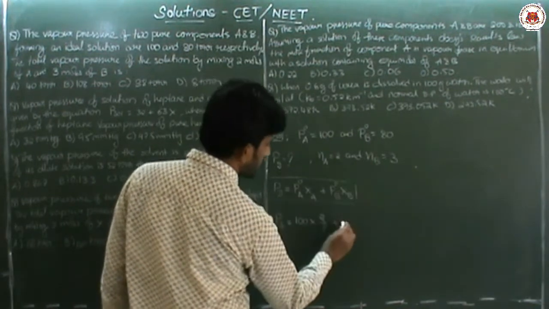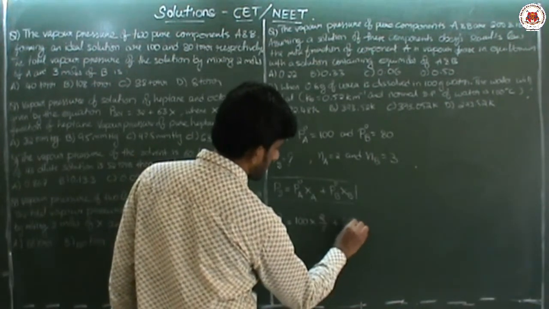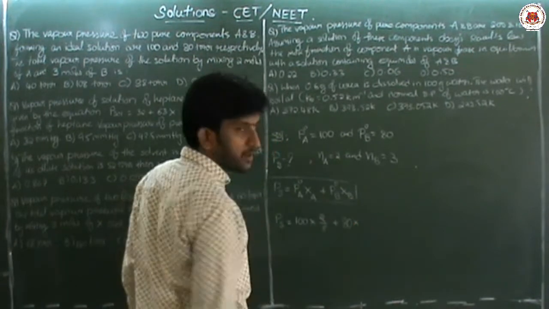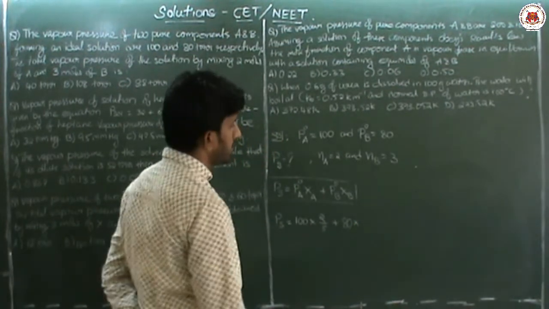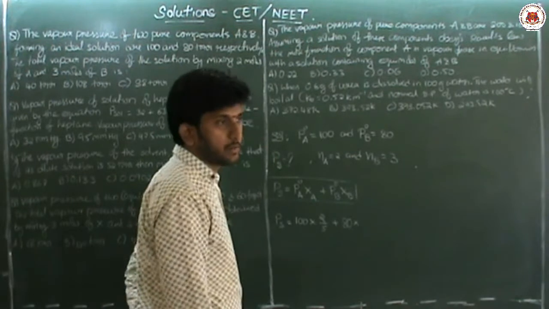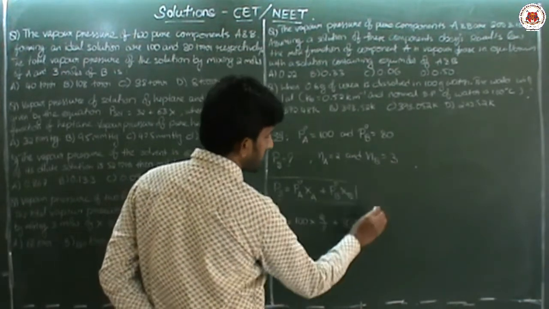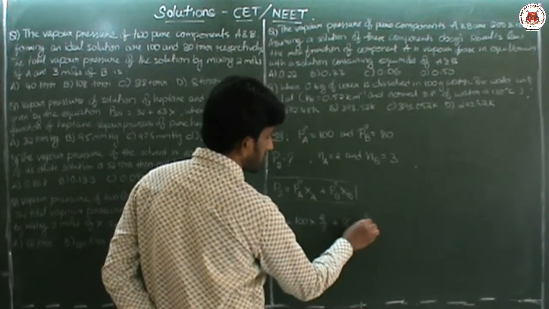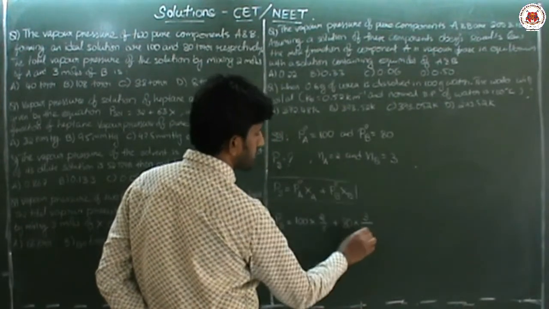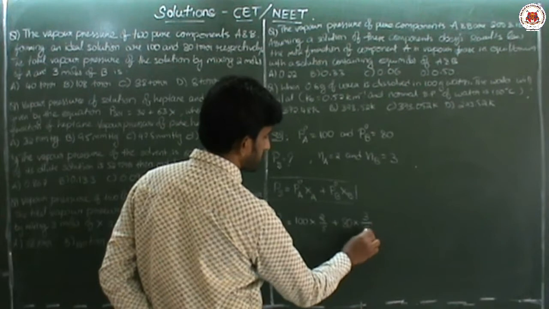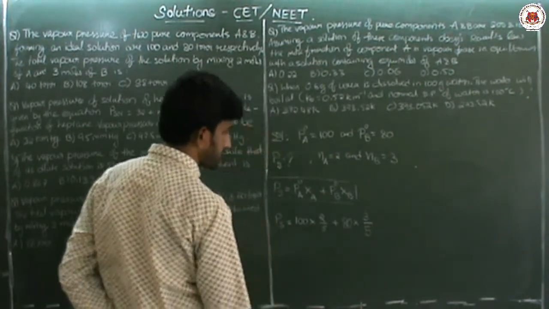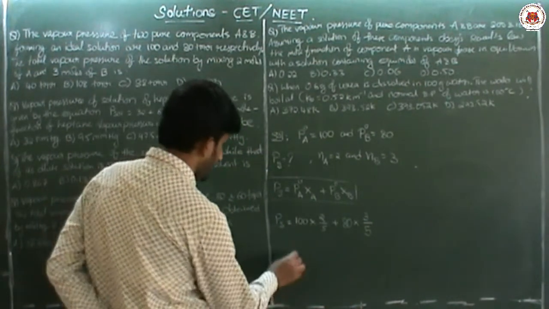Similarly, P naught B is 80 into XB, the mole fraction of B. The mole fraction of B formula is number of moles of B by total number of moles. Number of moles of B is 3. What is the total number of moles? 3 plus 2 means 5 again.